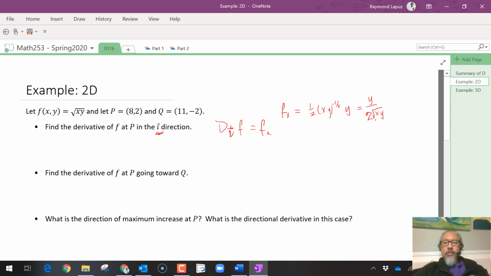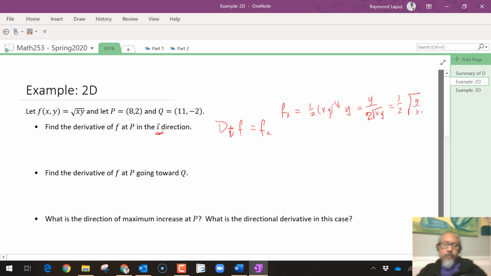So this is a 2 being multiplied. You can go further and simplify this, and we might as well. We have y to the 1 power and y to the 1/2 power, and so 1 minus 1/2 is positive 1/2. So that's just 1/2 on the outside and then the square root of y over x. Okay, so that is your f sub x, and so that is your derivative.